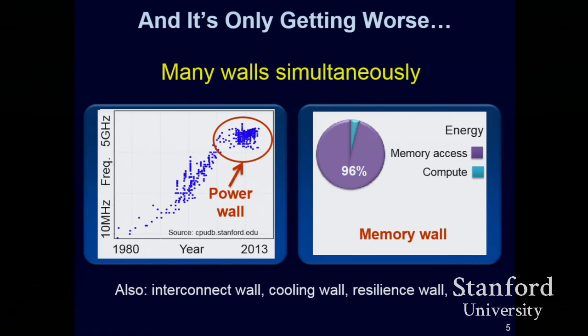All of you know about the power wall, right? That's why you cannot go to Fry's Electronics and buy a 10 gigahertz microprocessor. Now, why is that important in this context of complexity? The reason that you cannot go and buy a 10 gigahertz microprocessor has to do with fundamental physics, which is called the Dennard scaling of transistors.